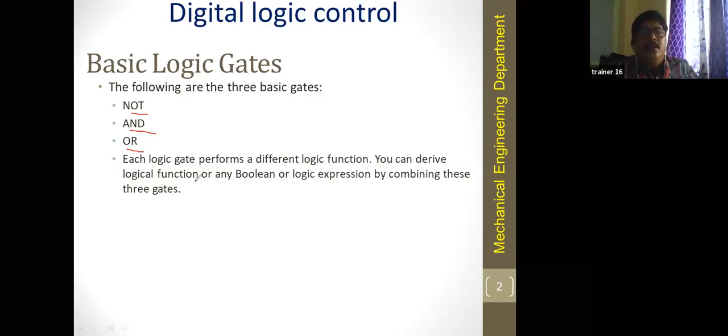So here these are Boolean or logic expressions obtained by combining gates. That means a combination of maybe 2 or 3 gates is there to perform a different logic function, right? Now we'll discuss one by one.